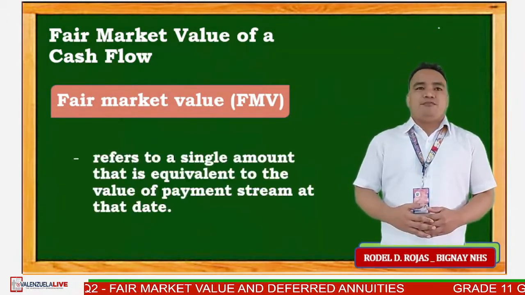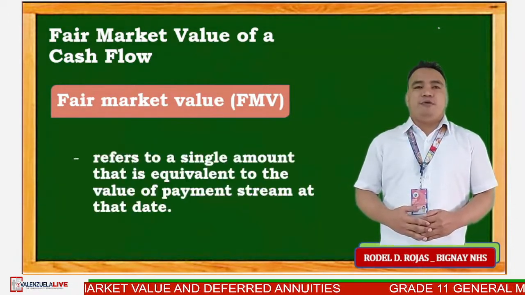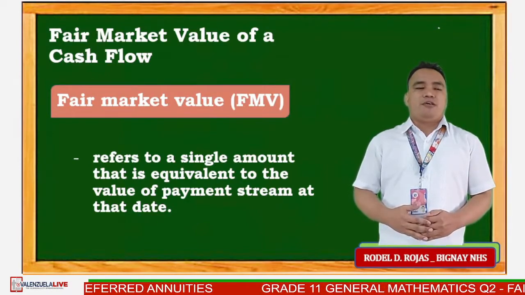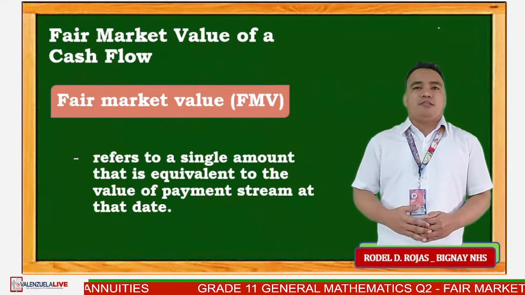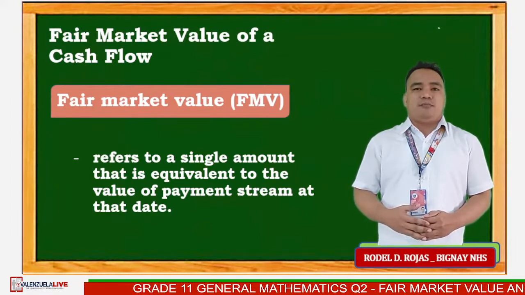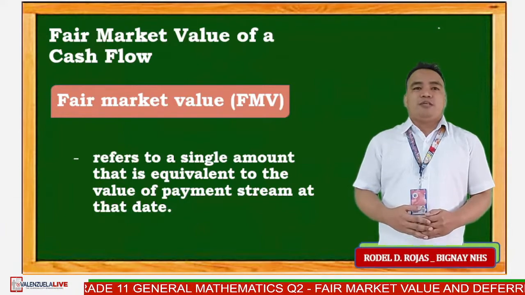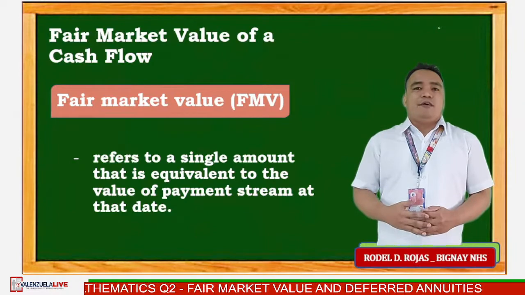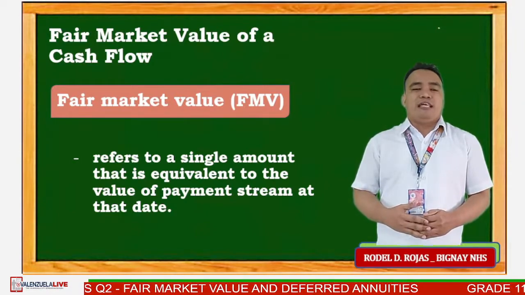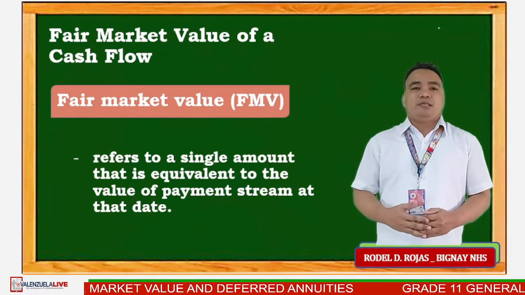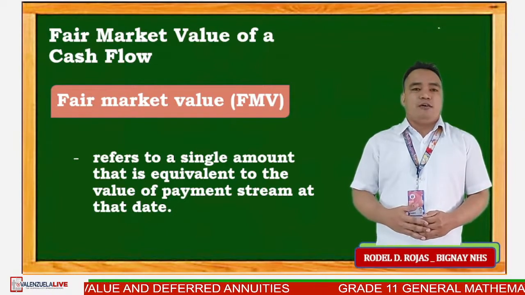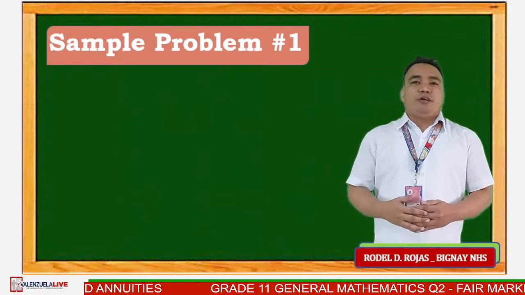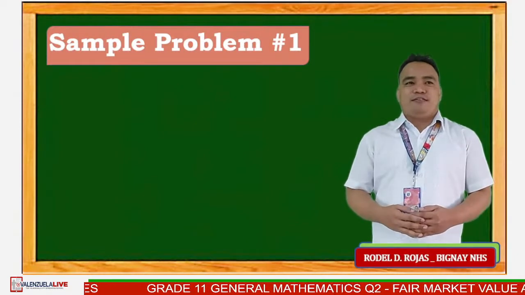Next is fair market value. The fair market value or economic value of cash flow, which is payment stream on a particular date, refers to a single amount that is equivalent to the value of the payment stream at that date. This particular date is called the focal date. In its simplest sense, fair market value, or capital letter FMV, is the price that an asset would sell for on the open market. Let's try to solve word problems to understand the lesson better.